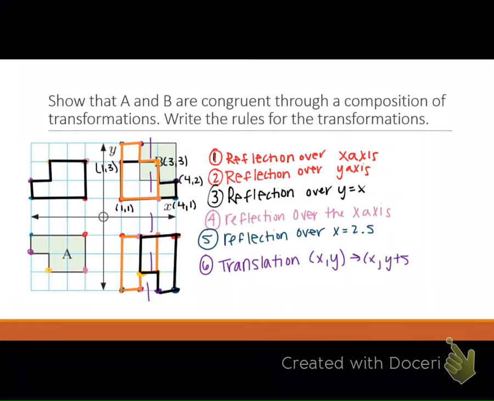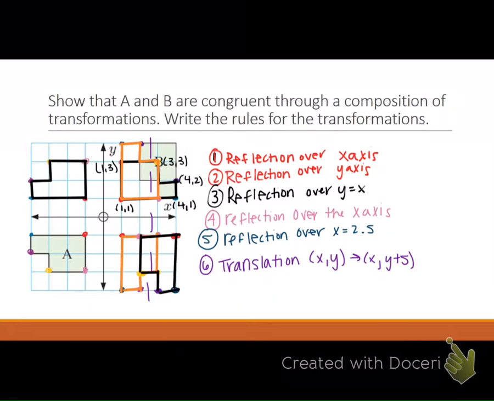What could you guys have used to make this a little bit easier than all these reflections? A rotation would have been a really good choice here. If you would have rotated this 90 degrees counterclockwise, it would have ended up the right up and down direction, and then you could have reflected it from there. Do you guys see that? Don't be afraid of the rotation. If it's not facing the same direction, you're probably going to need a rotation.